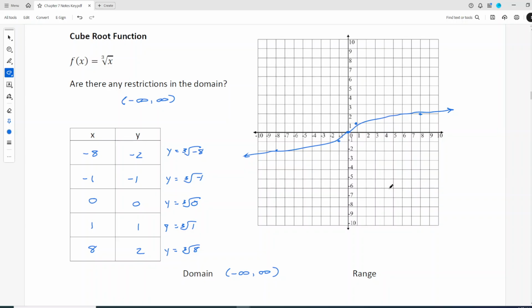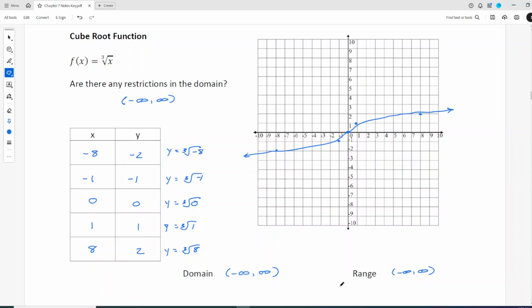The domain is negative infinity to infinity, and then what's the range? Well, I've got these arrows, right? So it's going down to the left, it's going up to the right. The range is actually negative infinity to infinity. So even root graphs get lots of restrictions. Odd root graphs have no restrictions. The domain is x is an element of the reals, the range is y is an element of the reals.